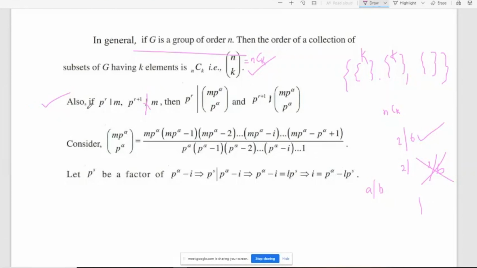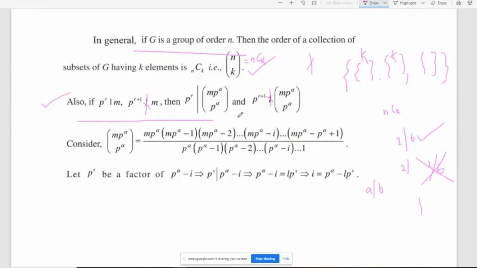So if p^r divides m and p^(r+1) does not divide m, then what we want to conclude is that p^r will divide mp^α choose p^α, and p^(r+1) does not divide it. Even here it does not divide. In some books they denote it like this, in some like this. That doesn't matter; it means does not divide. You can use either.